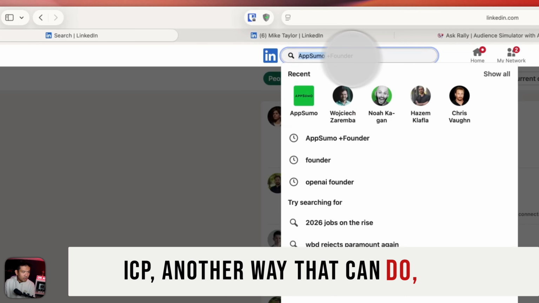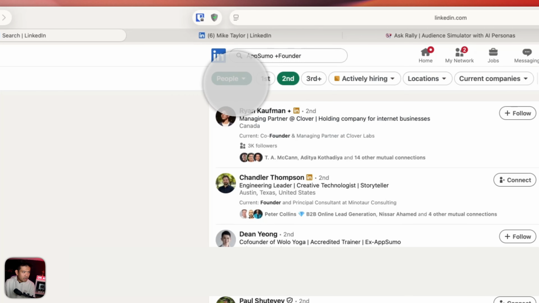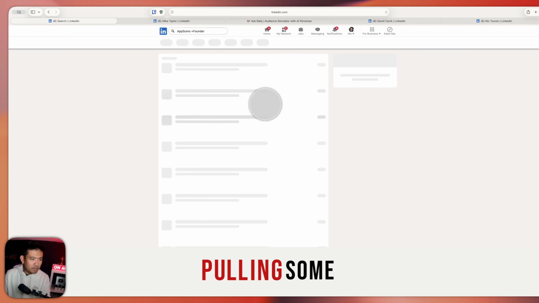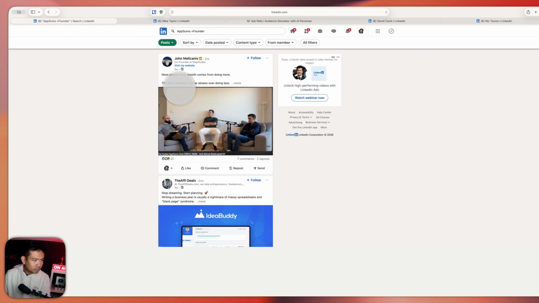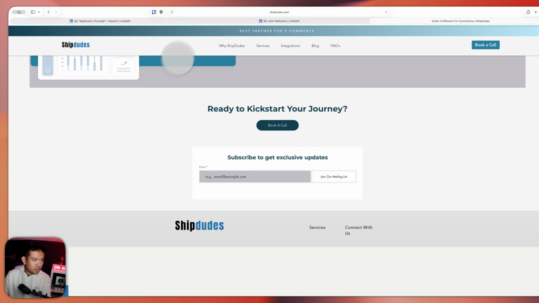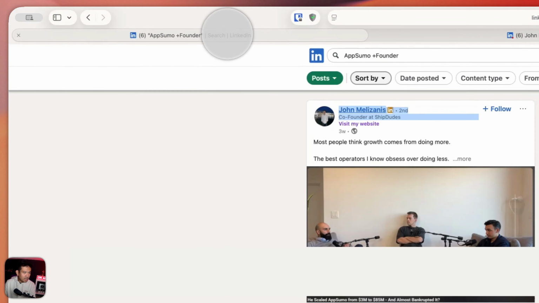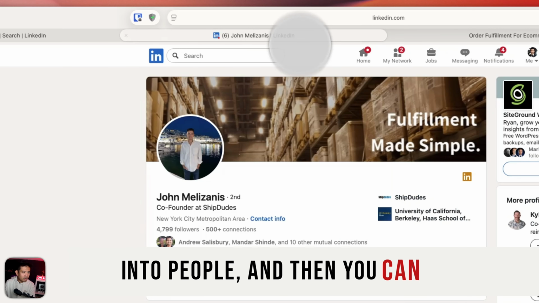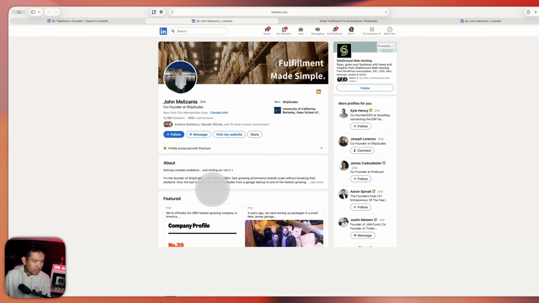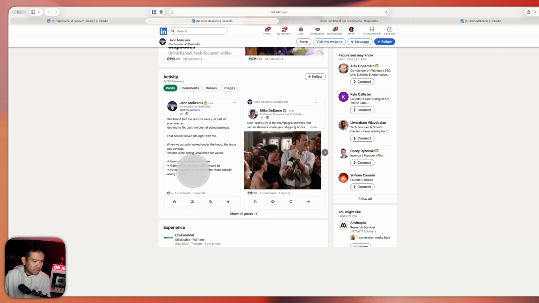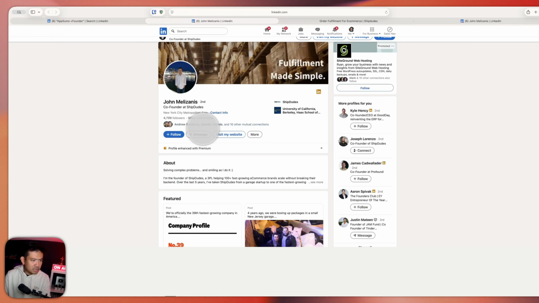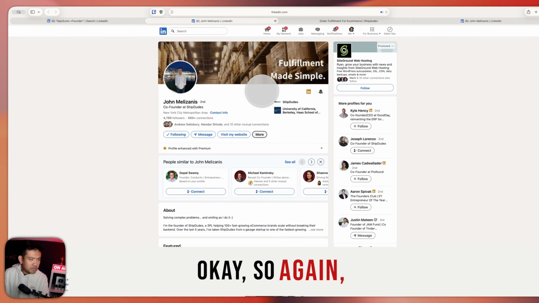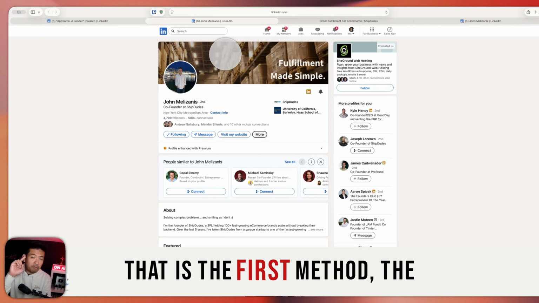Another way that you can do is, instead of looking for people, look at the post, and let's see if we're able to pull in some information here. Yeah, so this one is definitely like a high ticket SaaS. And again, you can look into people and then you can look into posts. Then I'll just quickly check if this guy is, yes, he's actively posting. So I'll definitely connect with him. Send out without a note. So again, that is the first method.